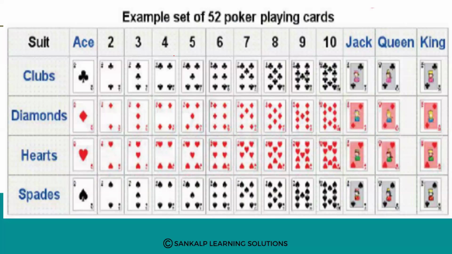Have you observed these cards? Yes, here 4 sets are there. That means each set has 13 cards. So 13, 13, 13, 13. That means 52 total cards are there. In each set of cards, 3 face cards will come: Jack, Queen, and King. These we call face cards. In each set, 3 face cards are there. That means the total number of face cards is 3, 6, 9, 12. So 12 face cards are there.